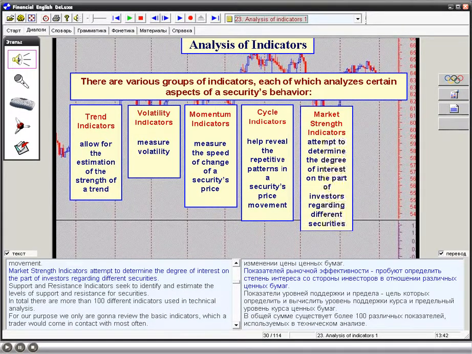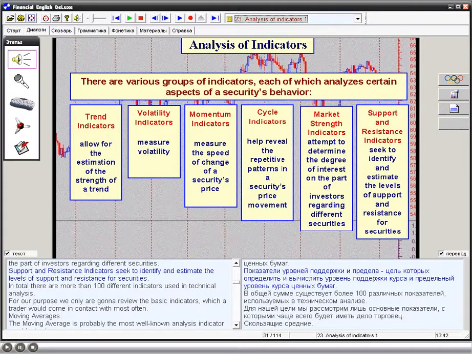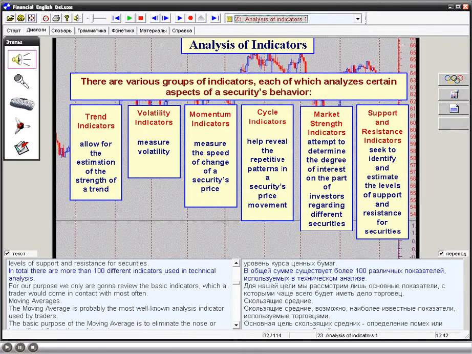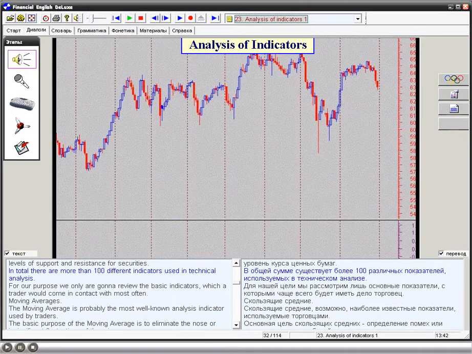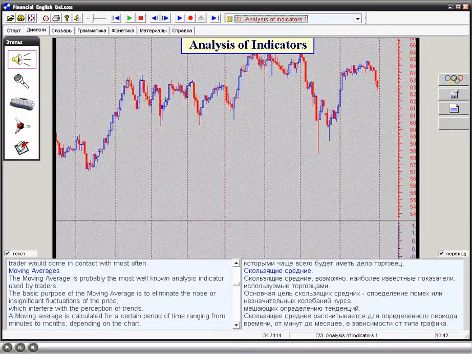Market strength indicators attempt to determine the degree of interest on the part of investors regarding different securities. Support and resistance indicators seek to identify and estimate the levels of support and resistance for securities. In total, there are more than 100 different indicators used in technical analysis. For our purposes, we're only going to review the basic indicators which a trader would come in contact with most often.